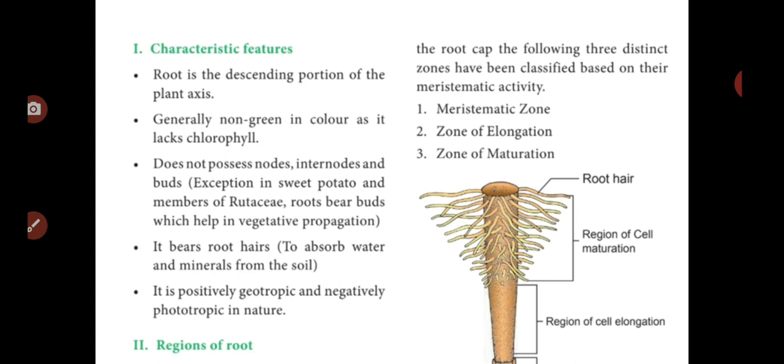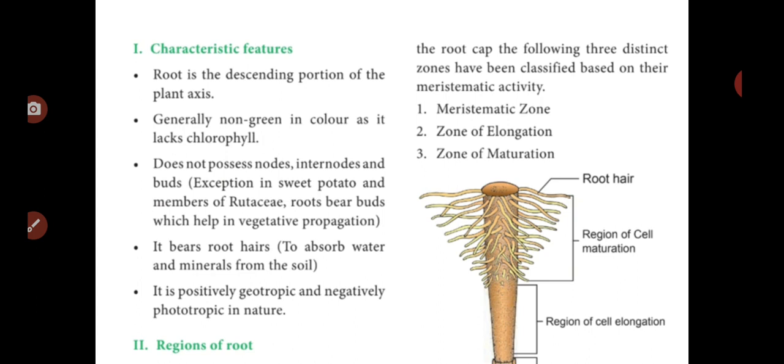But there is an exception in sweet potato and members of Rutaceae. In sweet potato and some members of Rutaceae, the root bears buds which help in vegetative propagation. So through buds, the young ones will develop by vegetative propagation. So it is an exception in sweet potato and members of Rutaceae.